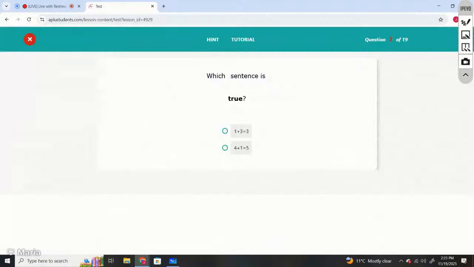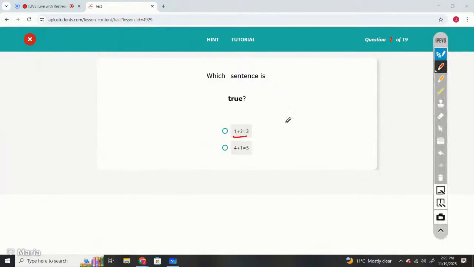Which sentence is true? We are given two sentences. We need to add them and see which is the correct one. Start with the first one. 1 plus 3 equals 3, right? So we need to solve the left hand side. 1 plus 3. Let's just add. 1 plus 3 is 4, right? Is 4 equal to 3? No, 4 is not equal to 3, right? So that isn't the correct one. Look at the second one.